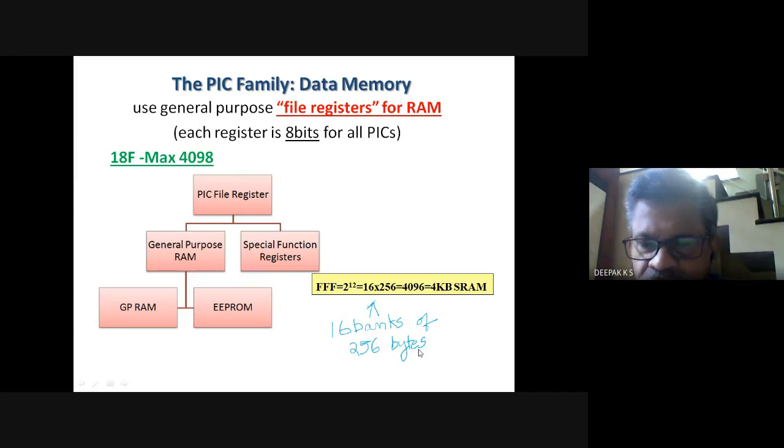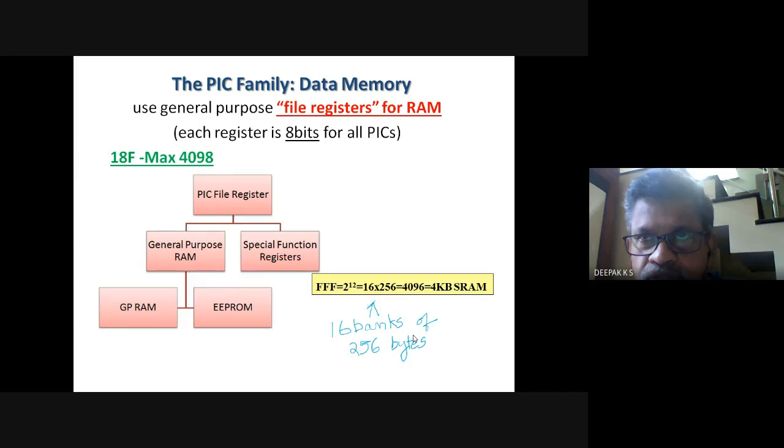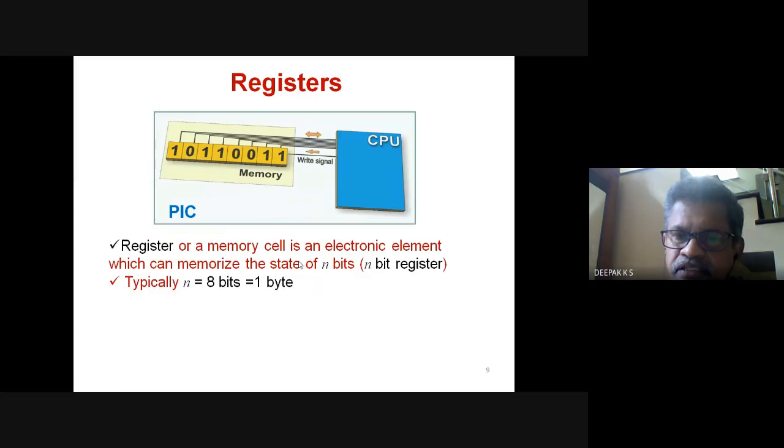So we will come to that. 4096 divided by 256 is 16, so you have 16 banks. That is how the architecture of this PIC is. They divide the memory into banks, and each bank is 256 bytes. So you will have banks of registers in GPR as well as SFR. So the total file register is divided into GPR and SFR.